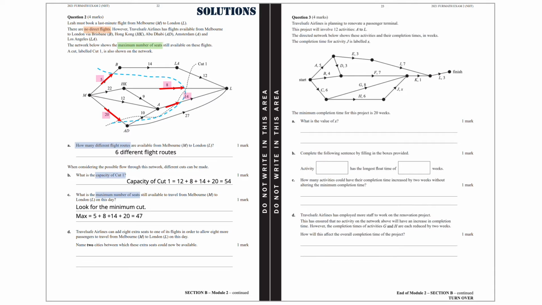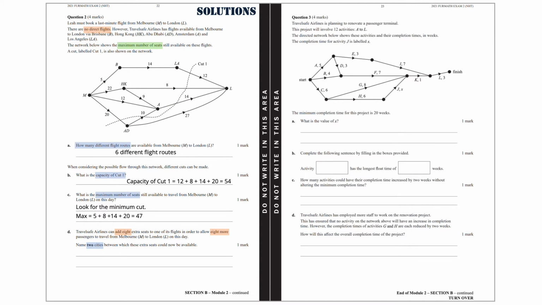Part D. TravelSafe Airlines can add 8 extra seats to one of its flights in order to allow 8 more passengers to travel from Melbourne to London on this day. Name 2 cities between which these extra seats could now be available.